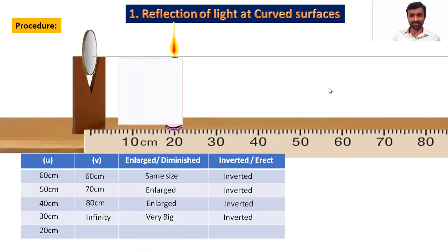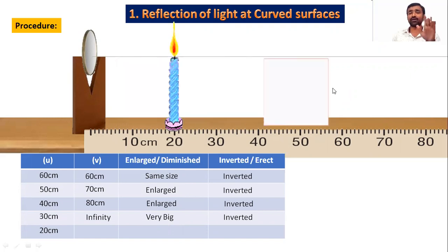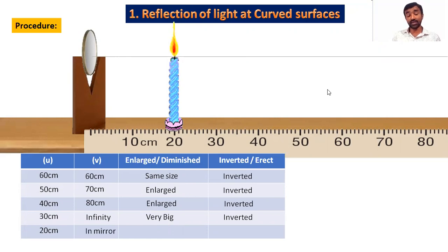So we will move the screen in front of the mirror, but we cannot find the image on the screen. So in this case, we can see the image on the surface of the mirror, right? So that image's characteristics we can write as image position in the mirror, and the type of image is diminished. Sorry, it is enlarged. And the facing side of the image is upward, same as your object.